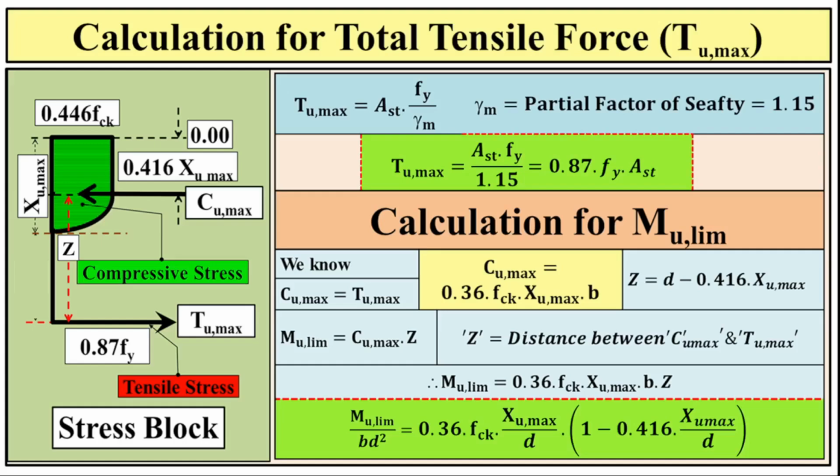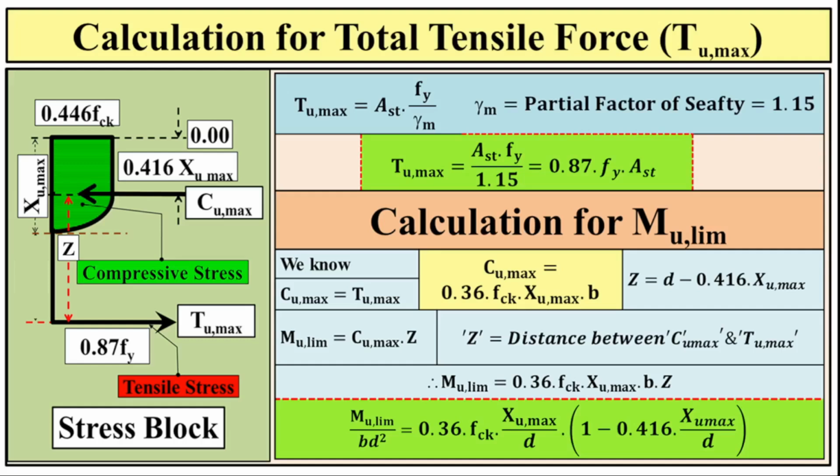Gamma m is the partial factor of safety for steel yield stress, with a value of 1.15. Ast is the total cross-sectional area of the tensile steel reinforcement. Therefore, the design yield stress is Fy by 1.15 equals 0.87 Fy, and Tu max equals 0.87 Fy into Ast. Now, let's proceed to the calculation of the limiting moment of resistance for the section, Mu lim.